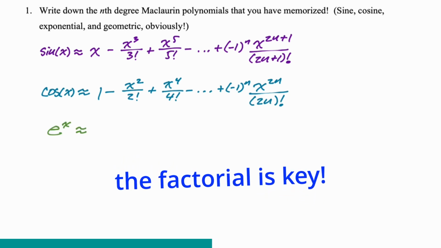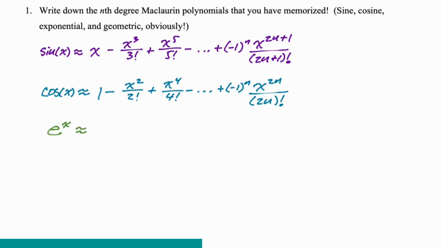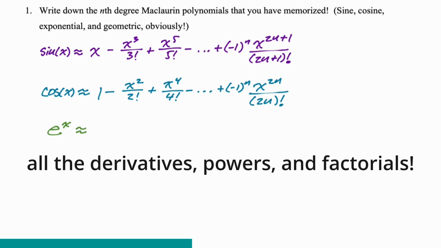You have to have memorized e to the x. E to the x just gets everything, and it does not alternate. So it's 1 plus x. It's really x to the 1st over 1 factorial if you want. Then x squared over 2 factorial, x cubed over 3 factorial, and so on.